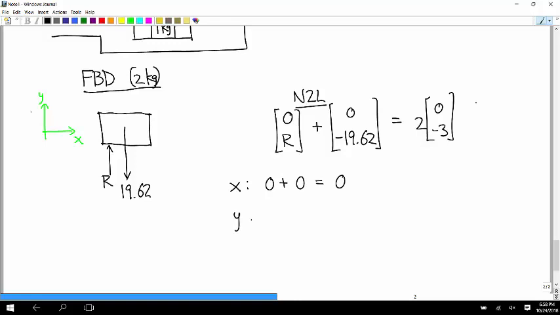Then the y equation says R minus 19.62 is equal to 2 times negative 3, so negative 6. And so R is equal to positive 13.62 newtons.